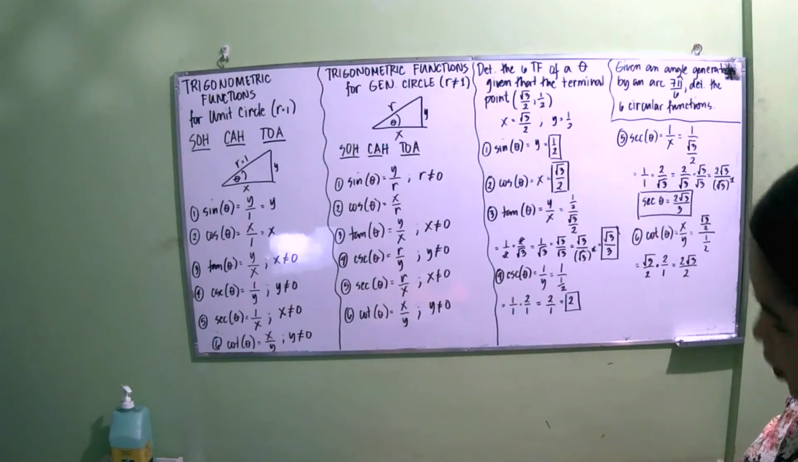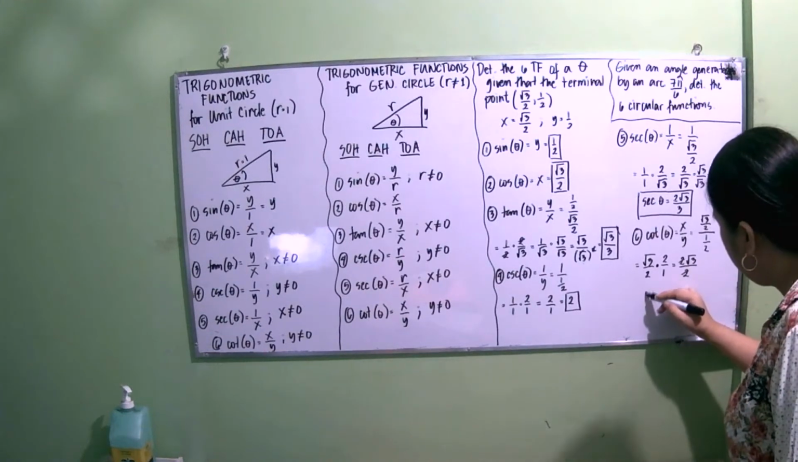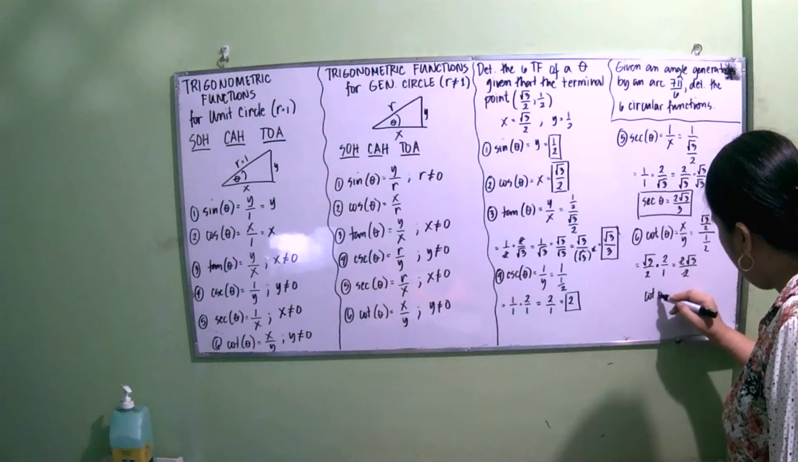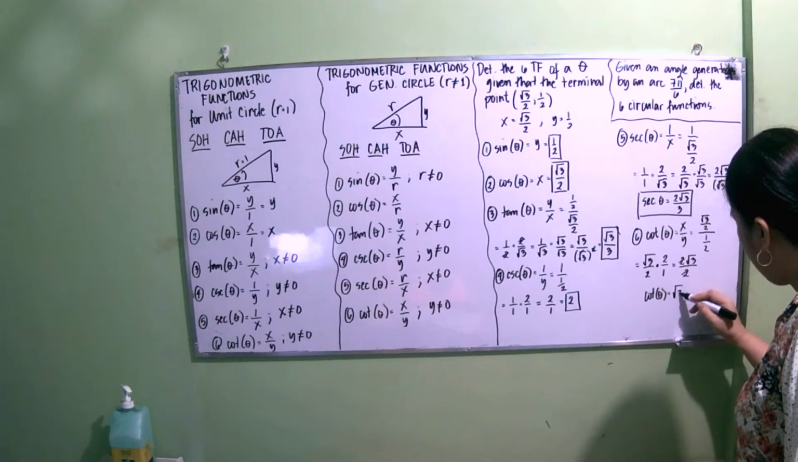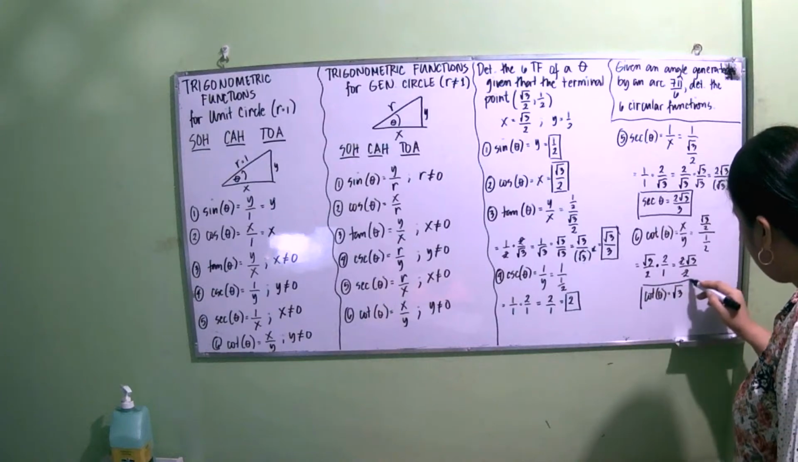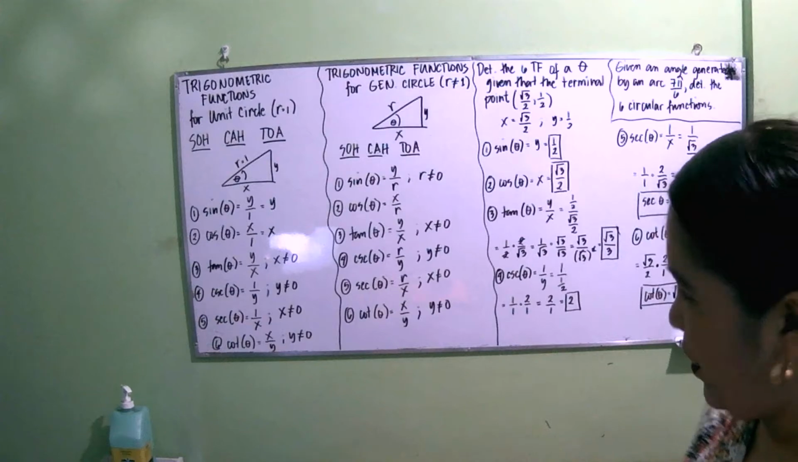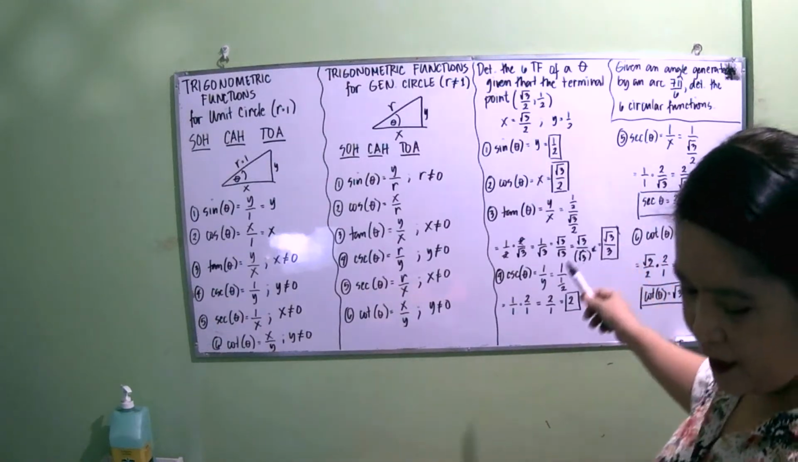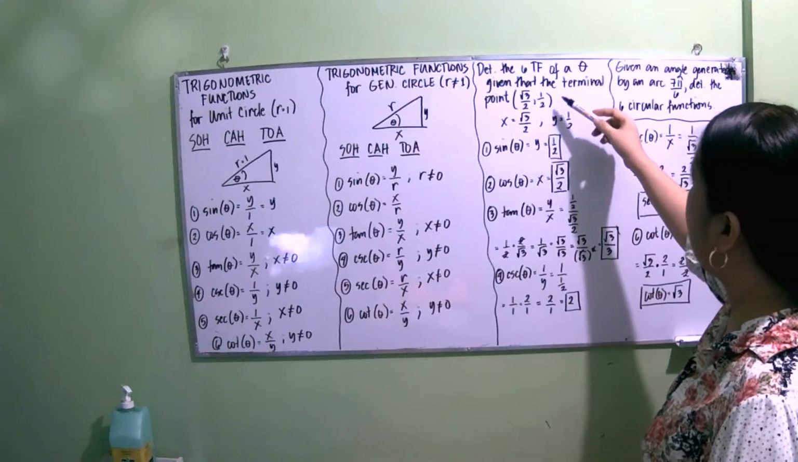Diba? So, obvious na nakakancel na natin itong 2. Therefore, cotangent function or cotangent theta will be equal to square root of 3. Ayan. Okay? So, ganyan nyo siya gagawin ha, kapag given ang terminal point.